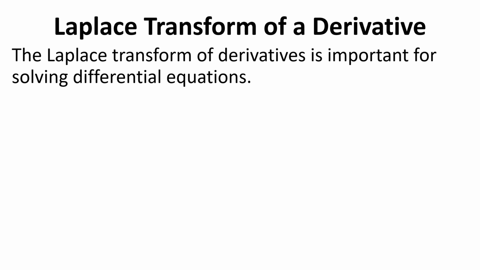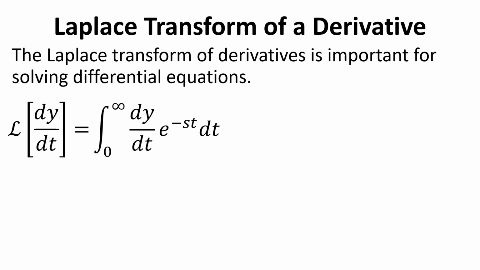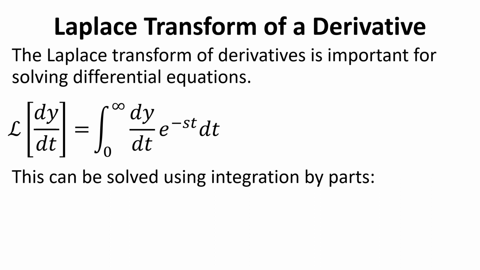Okay, let's move on now to do the Laplace transform of a derivative. So remember, we're just trying out different things. We've got this new tool, this new integral, and we're just trying to see what happens when we try and plug in different functions. So if we have the Laplace transform of dy by dt, we can plug that into the Laplace transform integral. So we integrate from 0 to infinity, dy by dt times e to the minus st, and we're integrating with respect to t, so we have dt at the end. This can be solved using integration by parts.